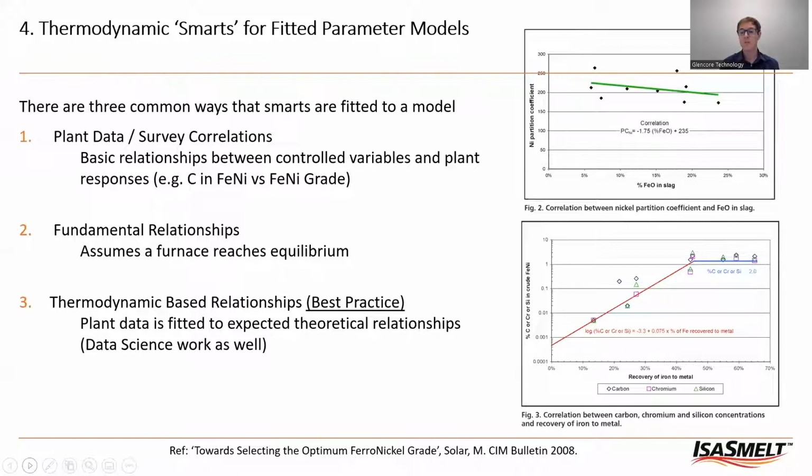So both of these first two have some limitations. So what we do as a third one is we bring the strengths of both to provide really good relationships. So the best practice. This is where we take those plant data and fundamental relationships and try and blend the two together. So trying to fit those fundamental relationships to plant data, getting some trends and lines and getting things working really well. And that's really the best way to do these ones.